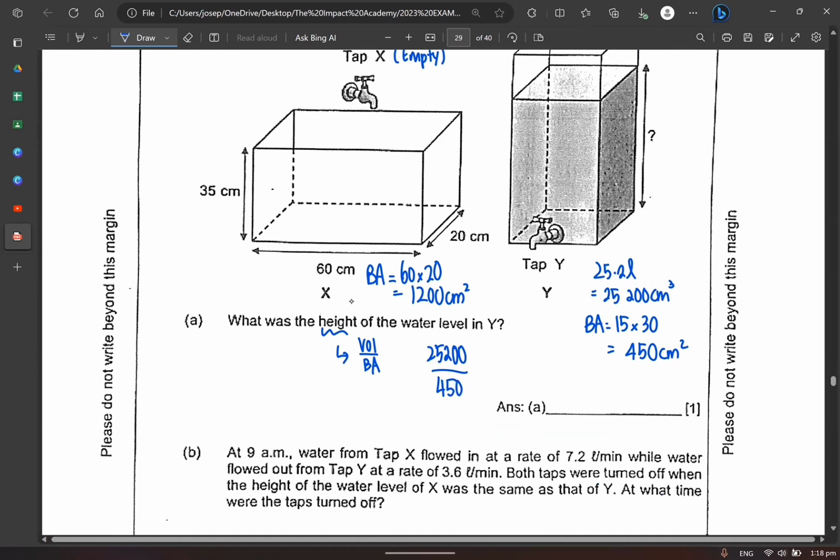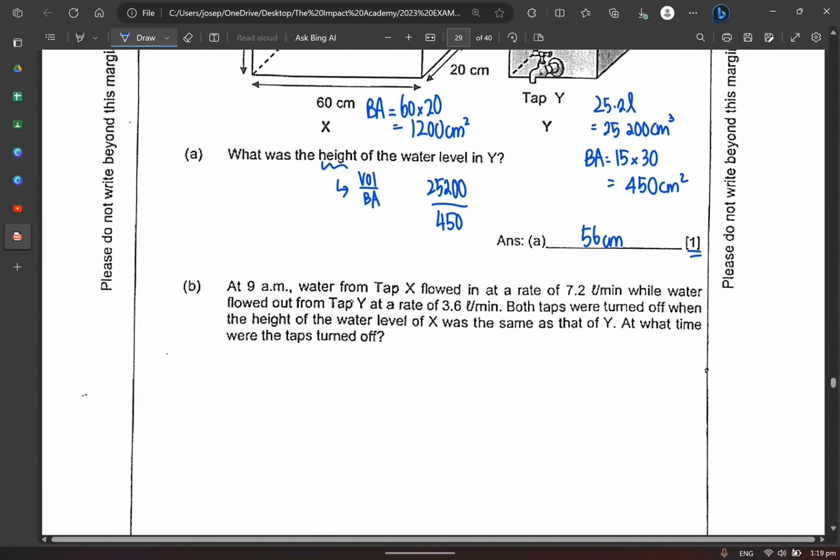When I do 25,200 divided by 450, I will get an answer of 56 centimeters. Okay, so this is actually 56 cm, so 1 mark in my pocket. Okay, now what happens is this, at 9 a.m.